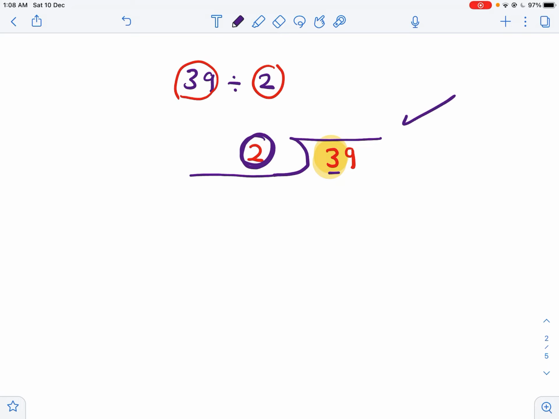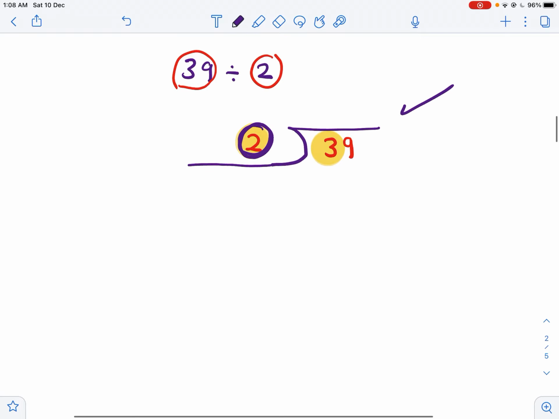What if the answer was no? What if, for example, here we have 1? 1 is less than the 2. Then you need to take the second number with it, so you're going to consider that 19 instead of just 1. But in our case, we're going to divide 39 by 2, so we will just take the 3. And yes, the 3 is bigger than the 2, so you are ready to start.